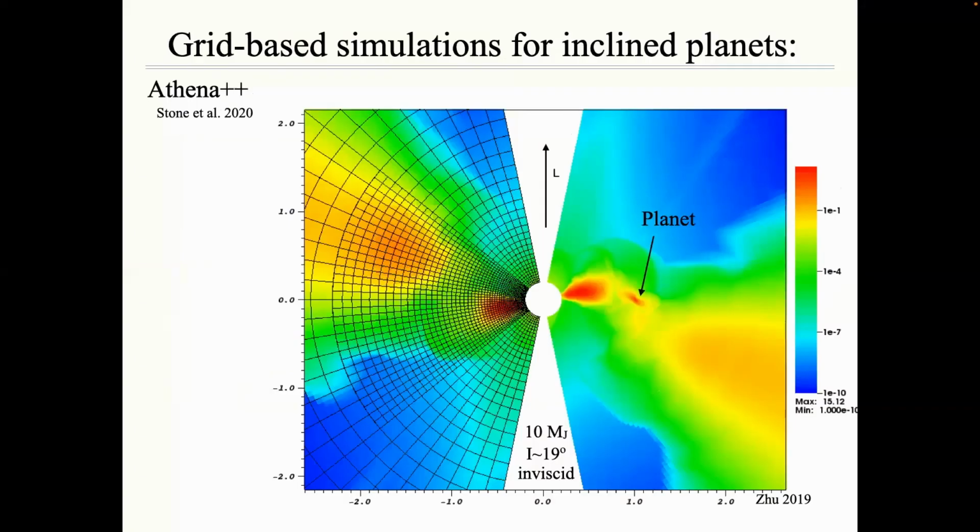So we carried out these simulations with inclined planets using the Athena++ fluid hydrodynamic code. In the simulation setup, our planet is actually in the midplane, moving left and right, while the disk is initially misaligned.